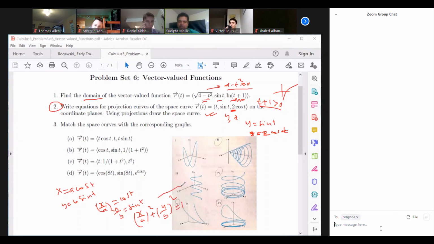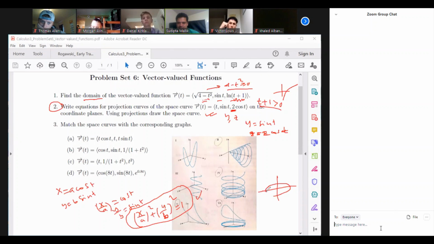What is that equation? Anybody? What is this equation on the xy plane? Is it a form of a circle? No, it is a circle if a equals b, but if a is not equal to b, what is this? It's an ellipse. I'm talking about the xy plane.